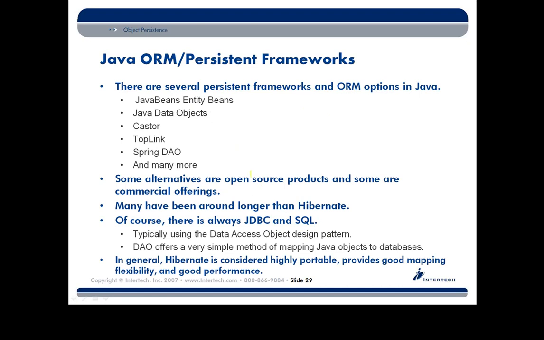Now, in case you're thinking that Hibernate is the only persistent, or for that matter, ORM framework, there are actually many persistent frameworks, many ORM options in Java. Of course, as I mentioned, we've got things like EJB, but we also have things like JDO, Java Data Objects, Spring DAO, and some other open source projects like Castor. We also have some additional commercial products, things like Toplink.